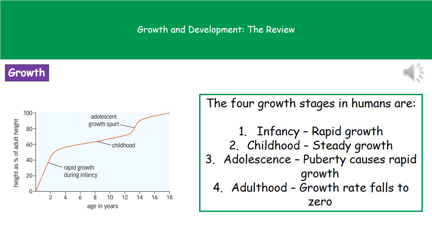When we hit adolescence then, so that's usually teenage years, that's where we get this rapid growth when we go through puberty. And then finally, as you get to adulthood, then your growth rate falls to 0, because as a mature adult, humans don't grow anymore.